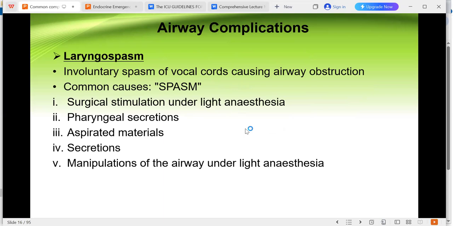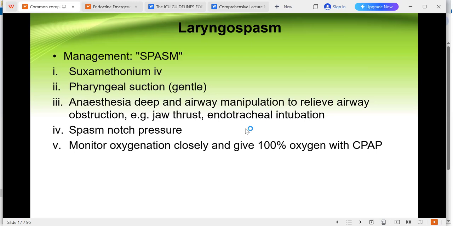We looked at laryngospasm, and we said that laryngospasm is due to involuntary spasm of the vocal cords, leading to complete or partial obstruction. The common causes are surgical stimulation under light anesthesia. We did say last week that you are the safety officer of the OR, so you don't allow surgeons to start until you are ready. Other causes are pharyngeal secretions, or the patient might have aspirated gastric contents. There could be secretions in the oropharynx. And even the anesthetist, when you're trying to do laryngoscopy where your patient is not fully relaxed, this can lead to laryngospasm. Suxamethonium comes in handy, with gentle pharyngeal suction. You can deepen anesthesia and do some airway manipulation to relieve obstruction.